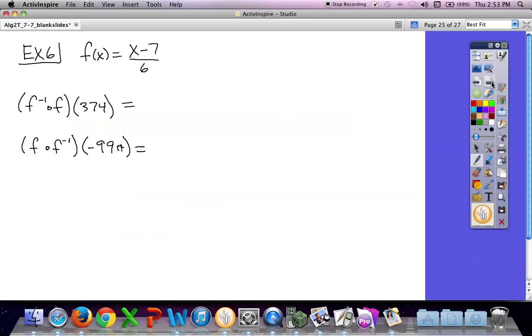Well, what kind of function is it on this slide? f of x equals (x minus 7) over 6. What kind of function is that? Is it quartic? Is it absolute value? Is it quadratic? X to the first. Don't think too hard. What do you call it? X to the first. It's linear. The graph is a straight line.